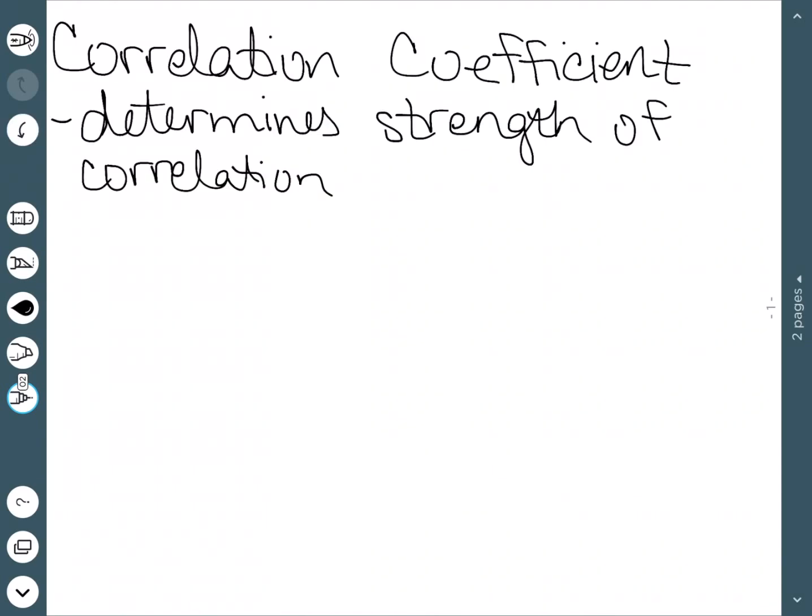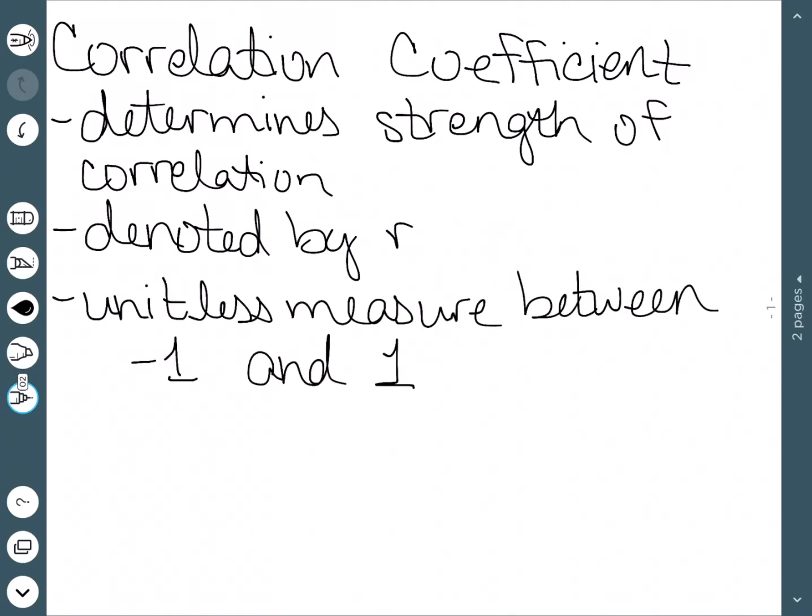Now that we have defined what positive and negative correlation means, we're now going to talk about how to determine how strong of a correlation they have. And this is known as the correlation coefficient. So like I said, the correlation coefficient determines the strength of our correlation, and it's denoted by an R. The correlation coefficient is a unitless measure, and it's between -1 and 1. The closer you are to either -1 or 1, the stronger of a correlation you have.